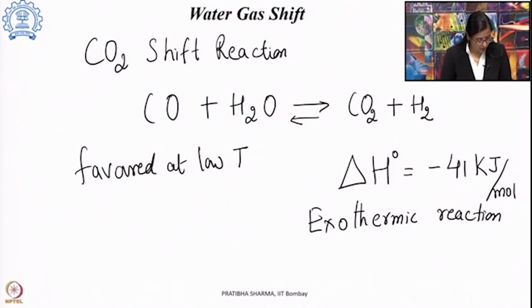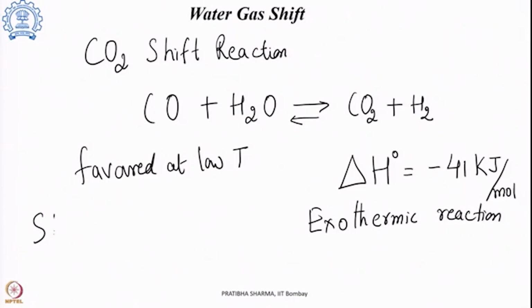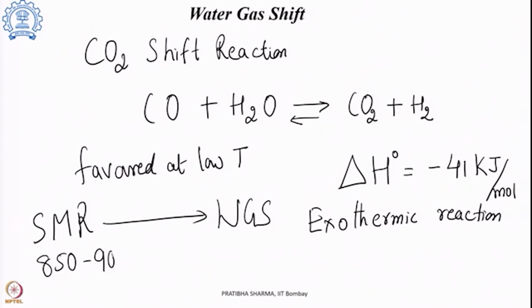Now, in this particular process, since the temperature required is lower, after the steam methane reforming process, wherein the reaction occurs at 850 to 900 degree centigrade, the exit gas leaves the reformer unit at a high temperature. It has to be cooled down in an intercooler before it enters the water gas shift unit. So, it has to be cooled down to the desired temperature. Now, what is that desired temperature?